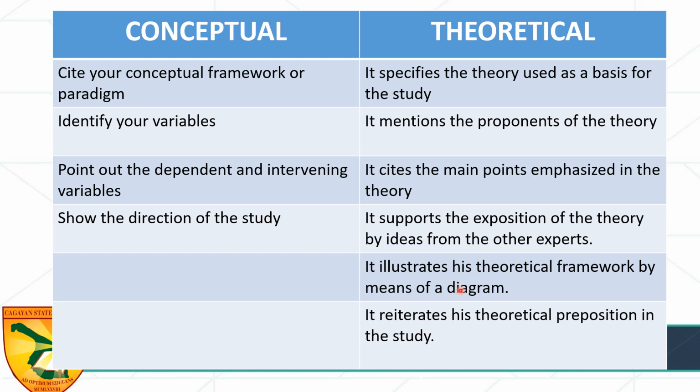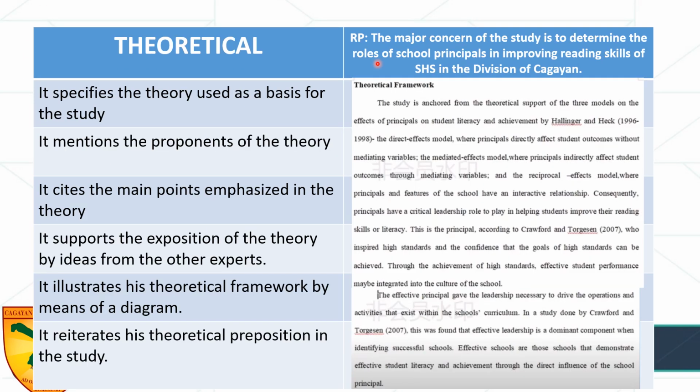And then you have here your illustration or your framework by means of a diagram, so your research paradigm for this one. And then you iterate these theoretical propositions in your study, how this framework relates to your study. So let's see an example for this one. This research problem here: the major concern of the study is to determine the roles of school principals in improving reading skills of senior high school students in the division of Cagayan.